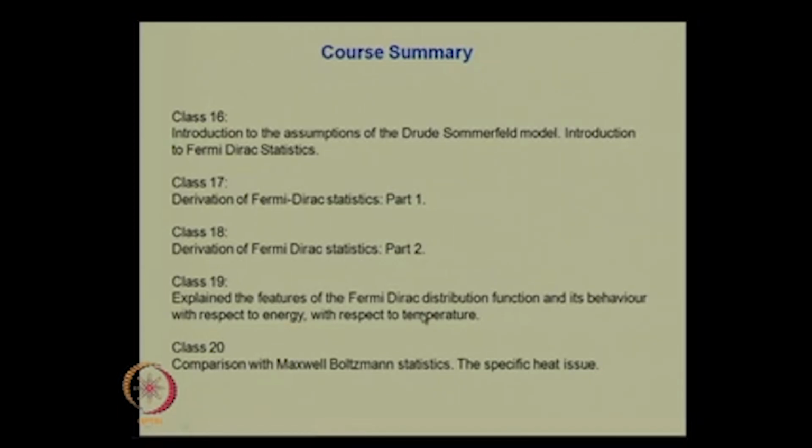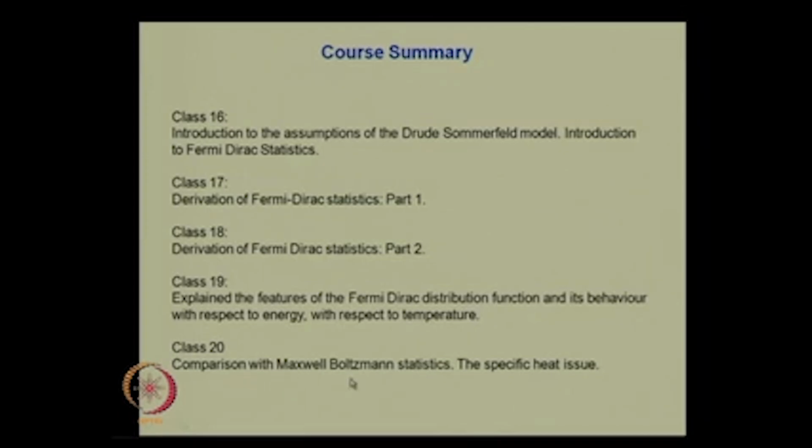Then we looked at the features of the Fermi-Dirac distribution function and its behavior with respect to energy and with respect to temperature. This is very important because the properties of the electrons in terms of the electronic contribution to specific heat, which was the big problem with the original Drude model, are all associated with these two aspects, the distribution of electrons across energy and how they behave with respect to temperature. Okay, so this is the very important aspect of that correction to the models, and so this is why we looked at it in detail here.